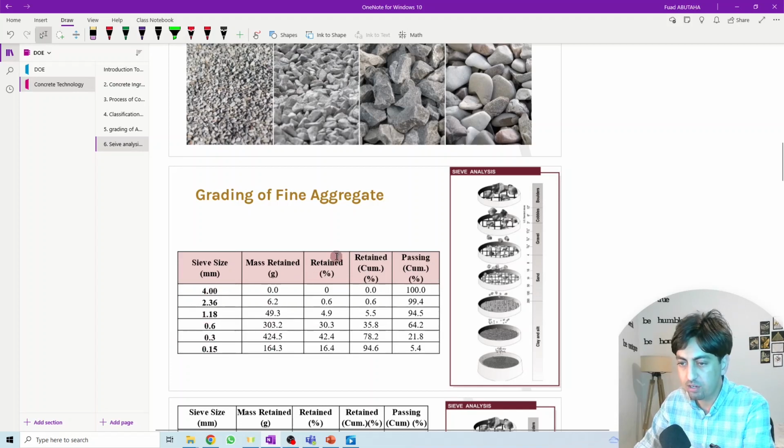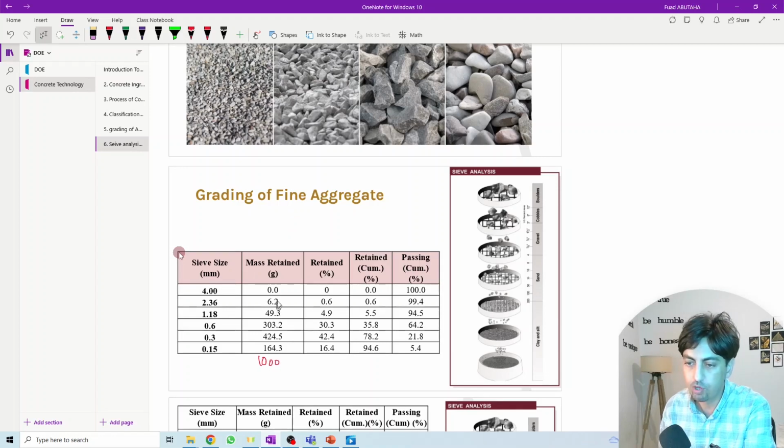Then we convert it to a percentage. This is the mass retained, and we convert it to a percentage. For example, the total is 1000 gram. So if we convert this one to a percentage, this one divided by the total times 100, it will be 0.6%. The same goes for all of them. We convert from grams to the percentage retained on each sieve. Then we do the cumulative.